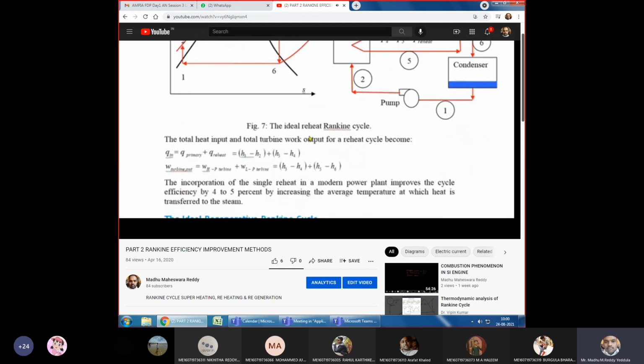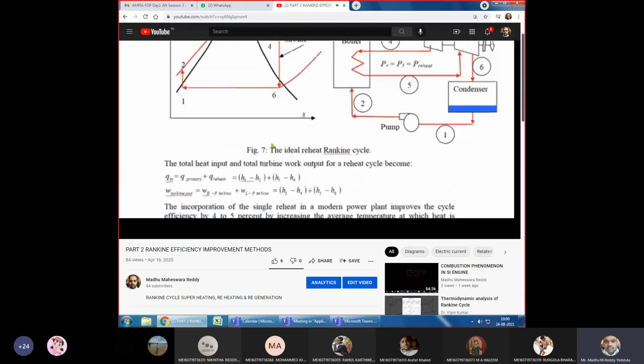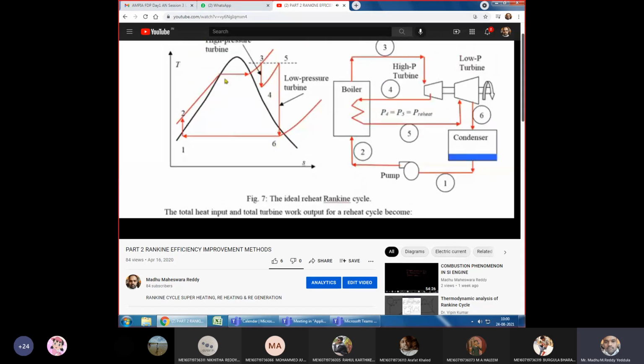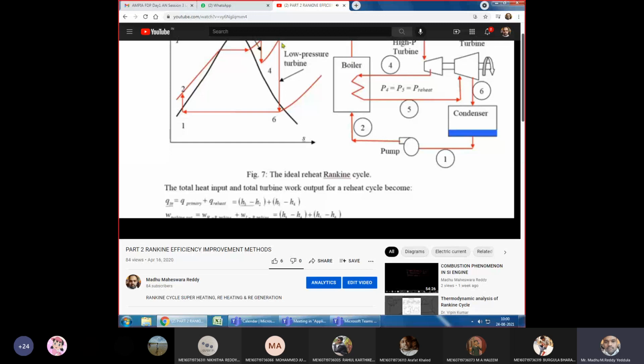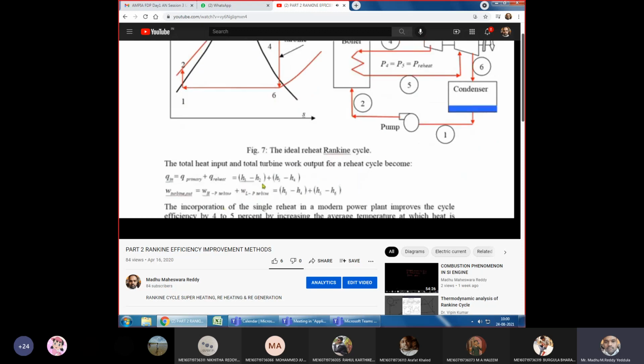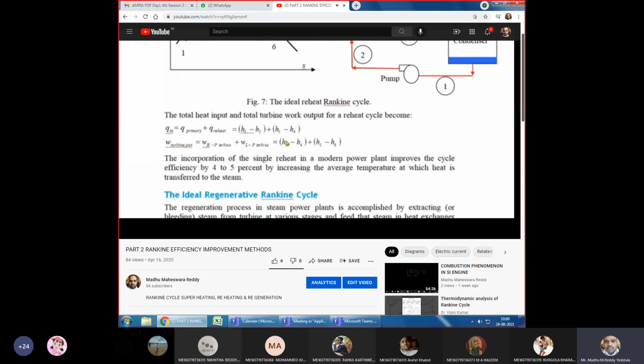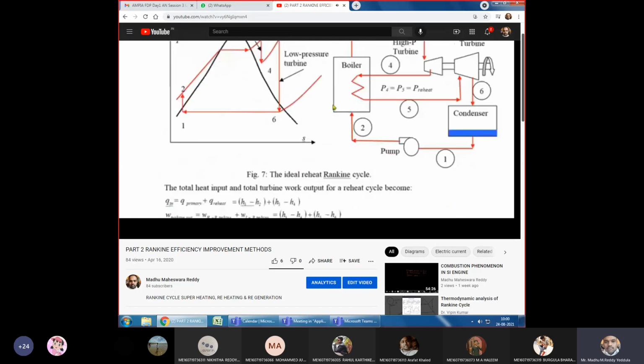If you write the energy balance equation, Q is equal to H3 minus H2 plus H5 minus H4. Got it? At the same time, work output is equal to H3 minus H4 plus H5 minus H6. That's what is written here. As we know, the formula for efficiency is net work divided by heat supplied. From that we can substitute. You will get that from reheating, the efficiency of the plant can be increased by 4 to 5% on average. Okay. This is the reheating process.